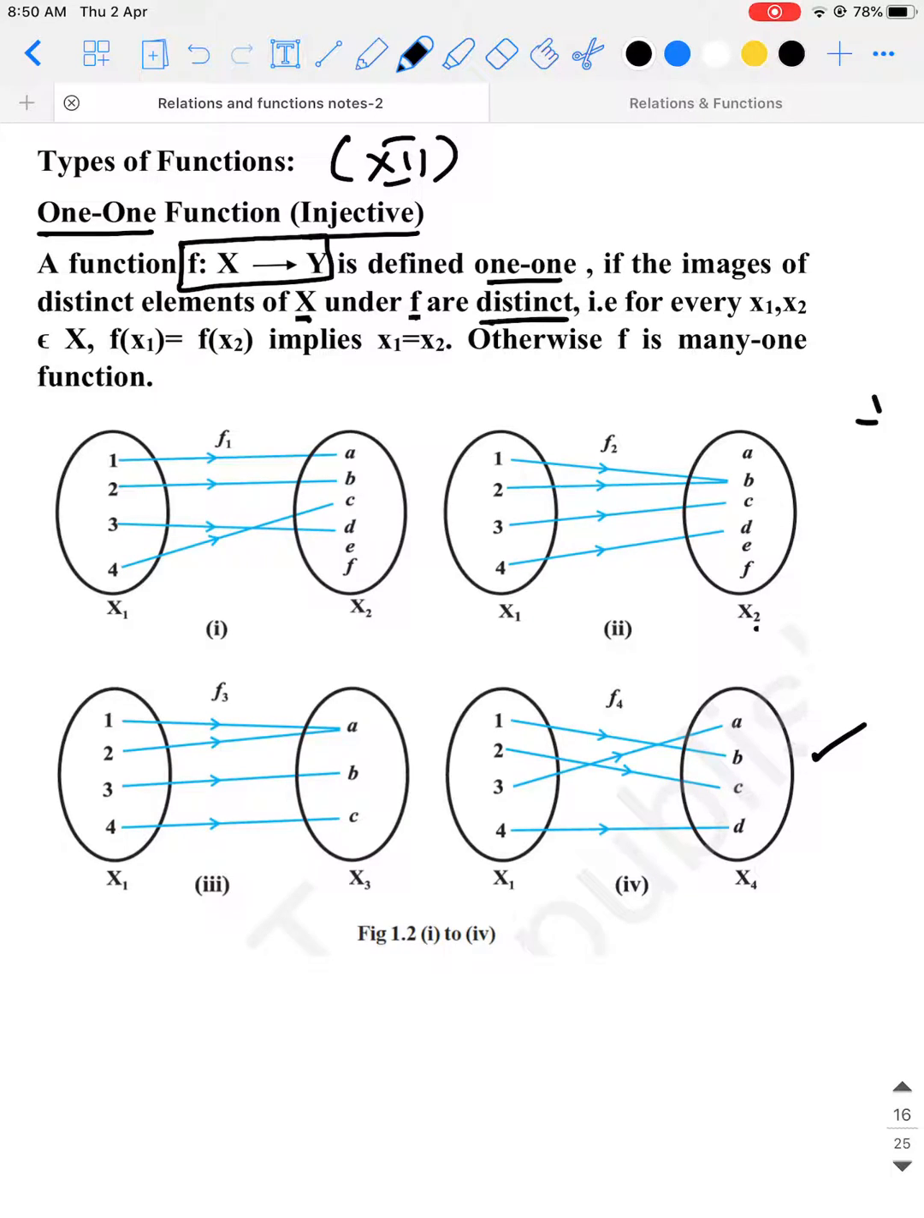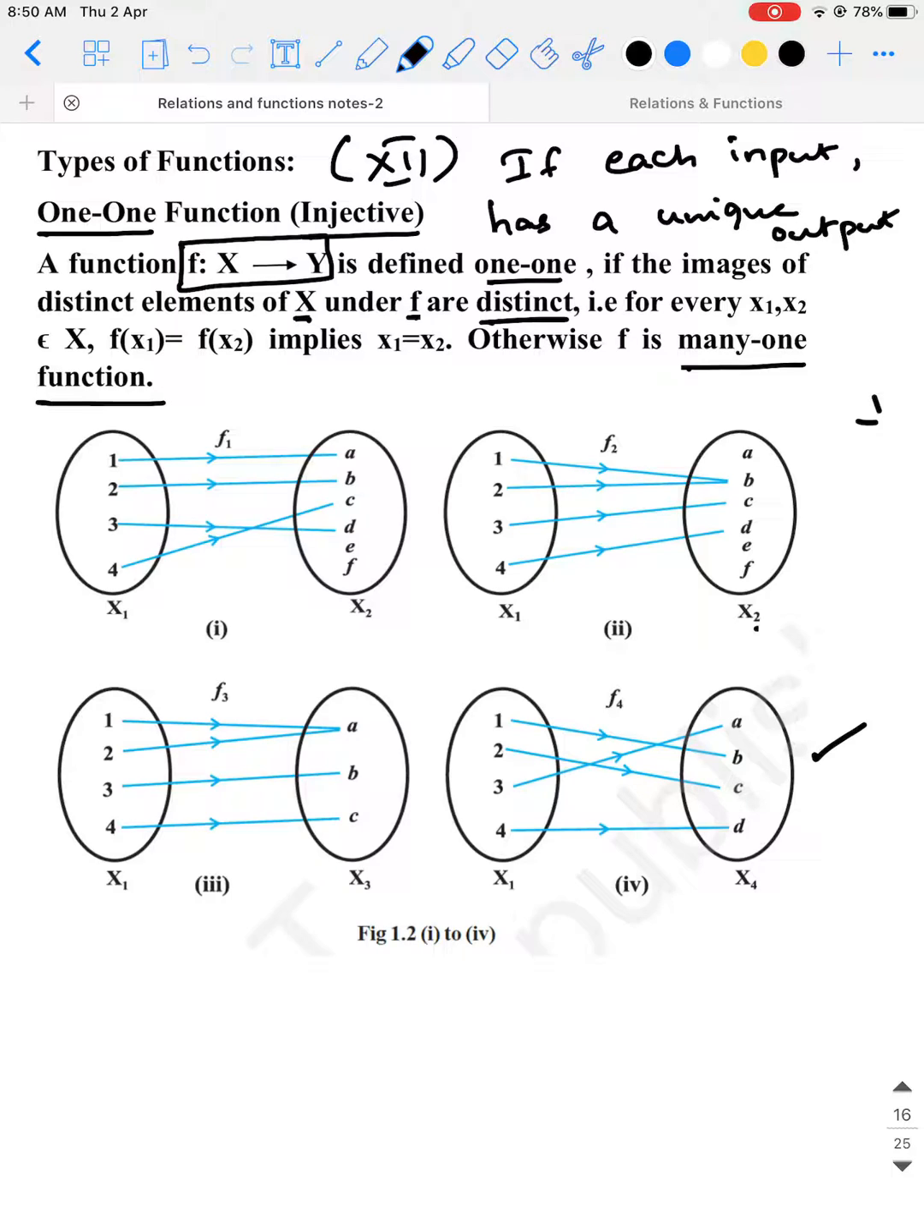So the meaning of this is, if each input has a unique output associated. The simplest way to understand it is, if each input has a unique output associated by that function f, then that function is said to be a one-to-one function. If the function fails to be one-to-one, it is called a many-to-one function.